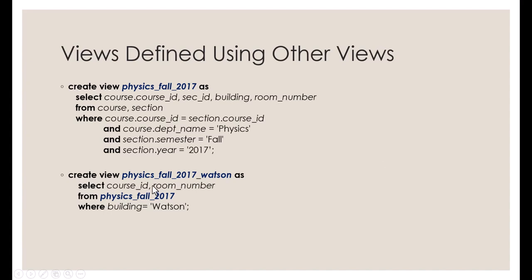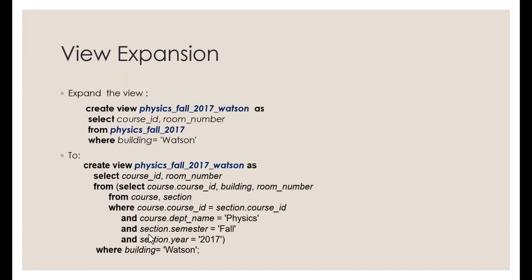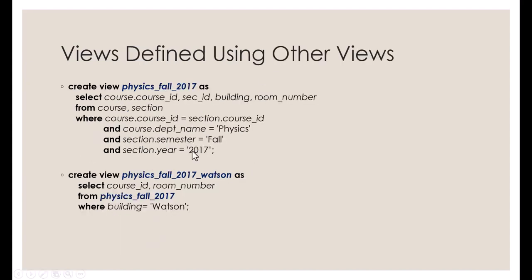Here we have another view called physics_fall_2017_watson. Here we are calling the view that we just defined called physics fall 2017, so that's in the from clause, where building is in Watson. So this is returning all the physics courses that are offered in fall of 2017, and the building should be in Watson. So this is a view that we defined, and we are able to use another view, which we had defined earlier, physics fall of 2017, this one.